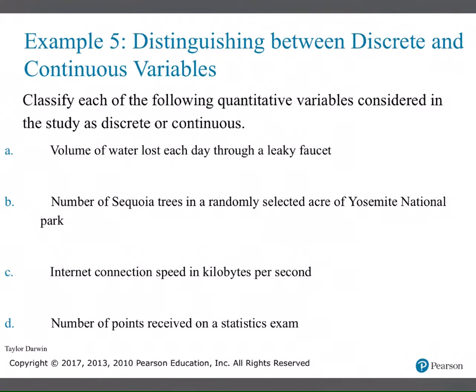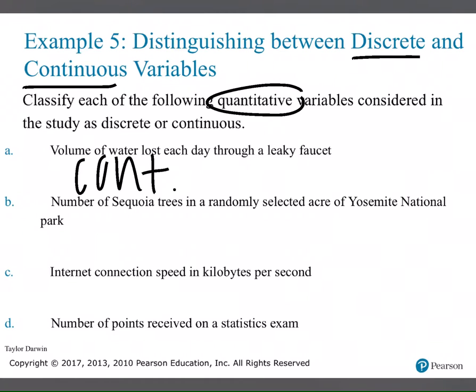So we have a couple more that we can maybe identify between continuous and discrete. We know that all of these are quantitative. So once we know that they're quantitative, then we say, okay, is it discrete or continuous? So volume lost, and I'm going to represent continuous with a C and discrete with a D. Volume lost each day can be very specific. So that is continuous. Number of sequoia trees in a randomly selected acre. So that is actually going to be discrete.